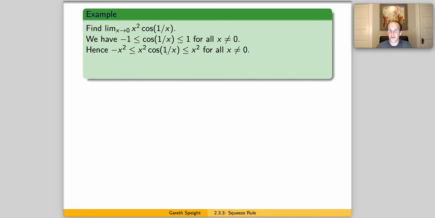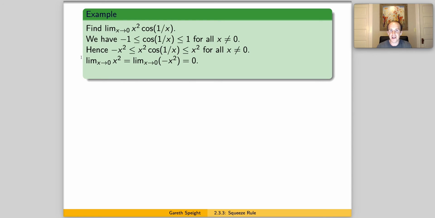Because we have the function we're interested in the middle. Then we have a smaller function, minus x squared, which is always smaller. We have a larger function, x squared, which is always larger. And the smaller and the larger function are easier to analyze, but the middle function is the complicated thing we're interested in. So let's look at the limit of the smaller and the larger function.